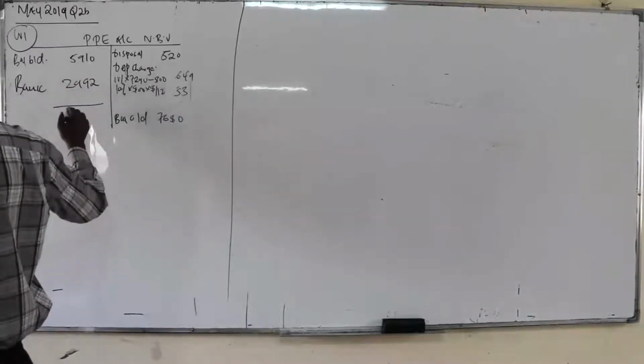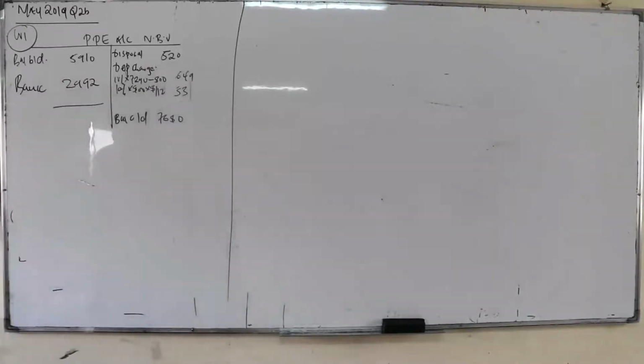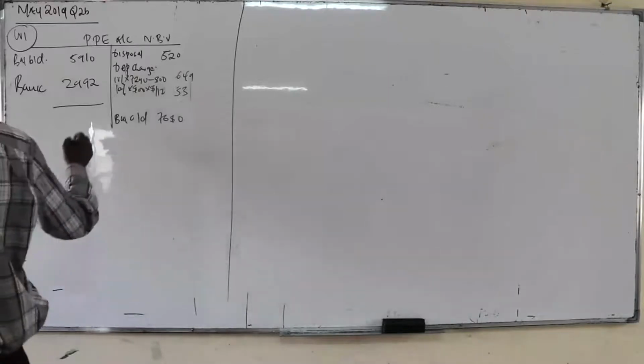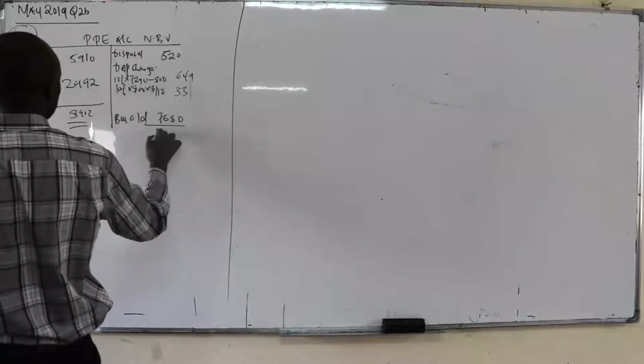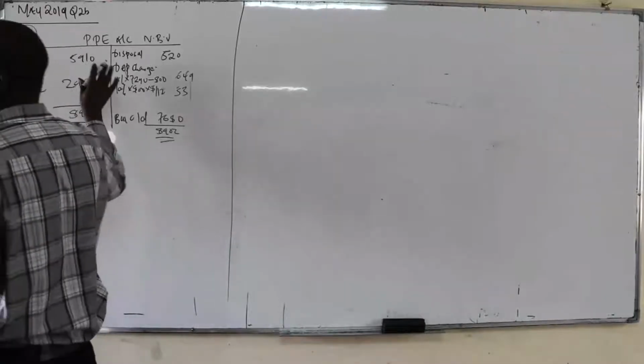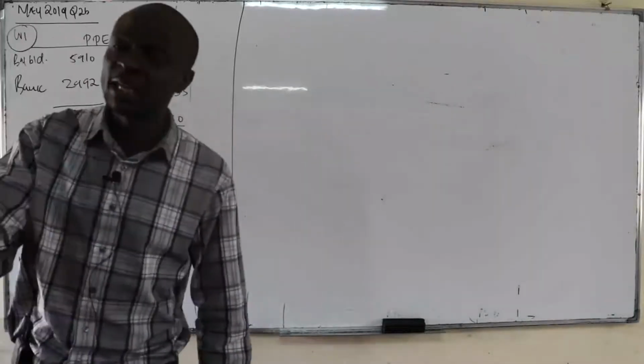29.92. Total is how much? 89? 8902. 8902. Any question on this account? You're the one asking about revaluation.